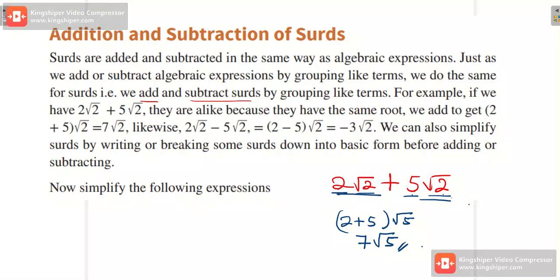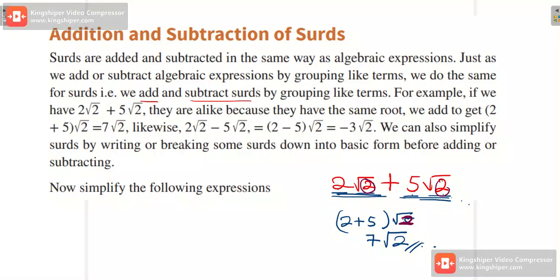Sorry, there's a mistake here. The set is root of 2, so it's supposed to be 2 here. So we have 7 root of 2, and that is the sum of the two sets.